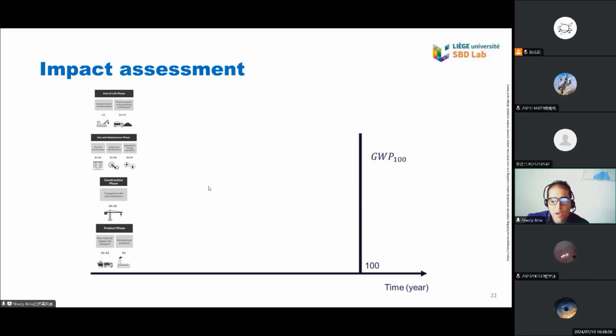This means that if I want to calculate the global warming potential for these different stages for a building, I need to do the calculation for a minimum of 100 years. And I need to make sure that the cocktail of gases, which is carbon dioxide, methane, and nitrous oxide, are taken into account in all activities related to these different stages or the different modules of the building life cycle.